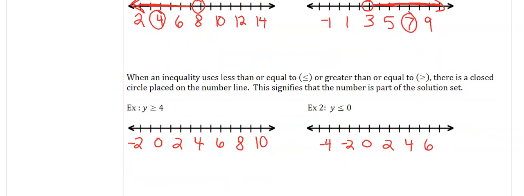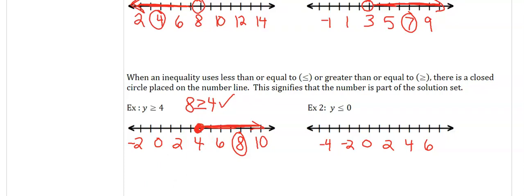So for example 1 here, y is greater than or equal to 4. We want to go to 4 and close our circle, shade it in. And now y is greater than or equal to, so we want to shade on the right side. Again, we can pick a number and plug it in. So 8 for y, 8 is greater than or equal to 4, and we know that is true.